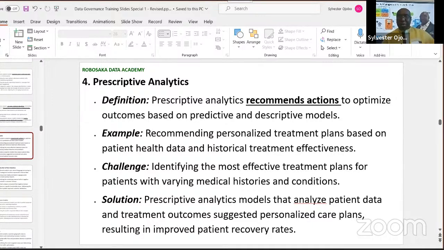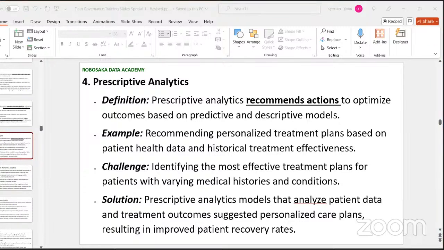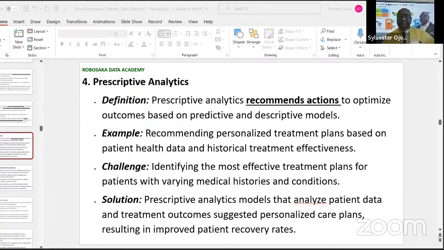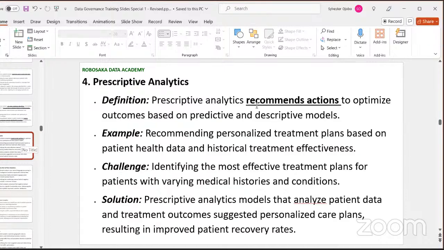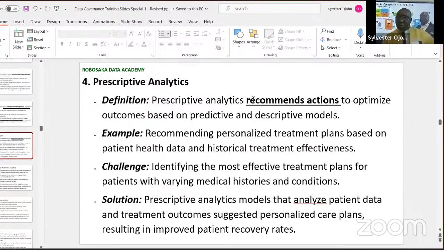You see the difference between predictive now and prescriptive, okay? There are things on the chat box, please relate to it. Prescriptive. This is predictive analytics. This is prescriptive. So prescriptive refers to what?